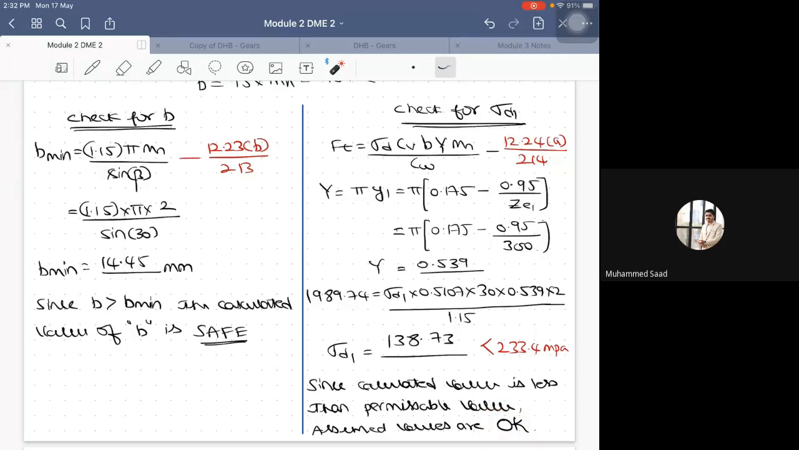Okay. So once this we have done, what is our next step? Anyone? Module calculation is done. Next, what is our next step? The design.